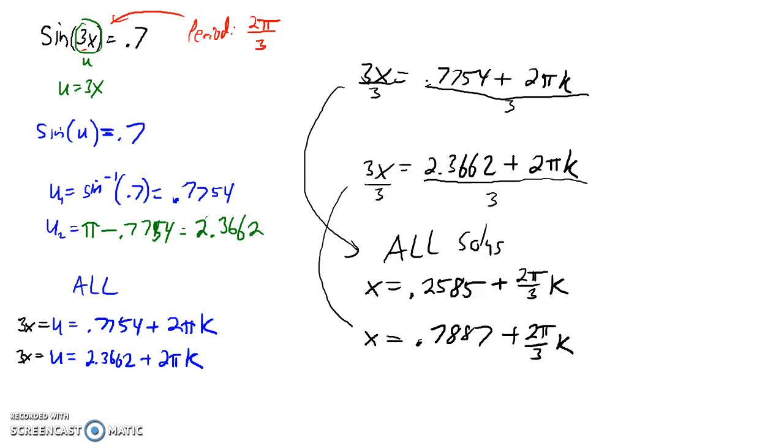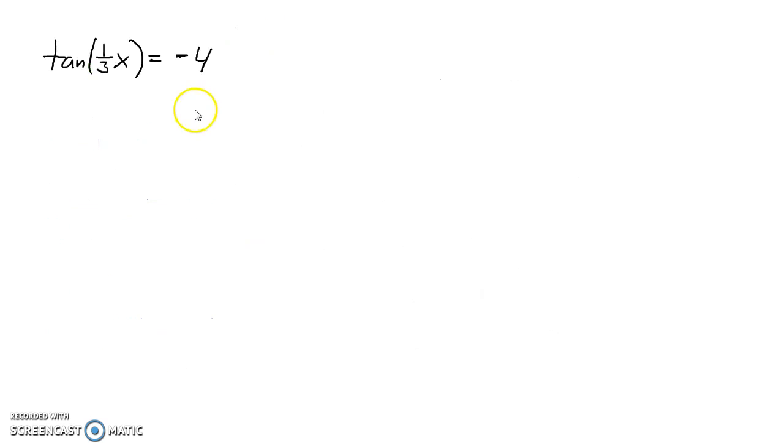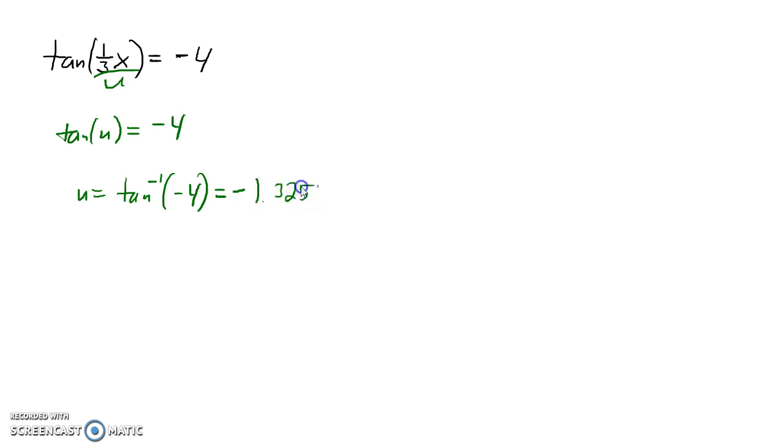Let's look at one more involving tangent. All right, so let's solve tangent of 1/3 x equals -4. So we'll do the same thing. We'll call this u, so that we've got tangent of u equals -4. We'll go ahead and do the inverse tangent to come up with our first solution. And the inverse tangent of -4 is -1.3258. Now, if we were looking for solutions, say 0 to 2 pi, this solution's not going to be in that interval, but we don't really need to worry about that. Everything will work out okay in the end.